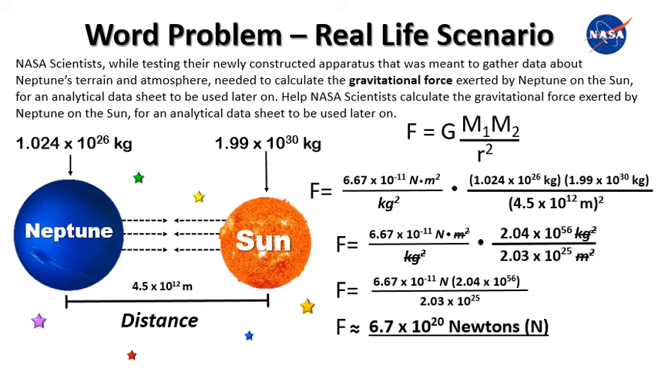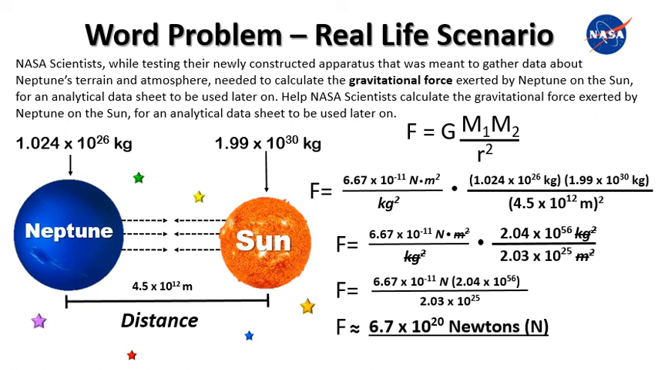To simplify this, we would multiply the two masses to get 2.04 times 10 to the 56 kilograms squared, and 4.5 times 10 to the 12 meters times itself when we square it to get 2.03 times 10 to the 25 meters squared. And notice that once again the meters squared and the kilograms squared cancel out as they're both in the numerator and denominator of this problem. With that said, we're just left with the newton, or N, which is the unit we want, as it's the unit that gravitational force is measured in, like we said before.